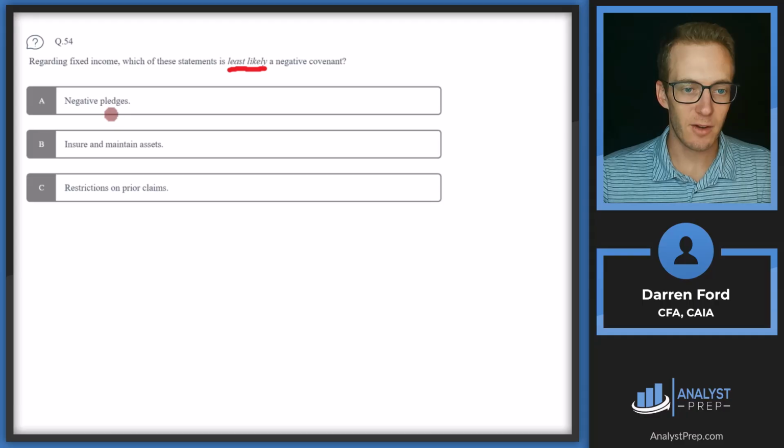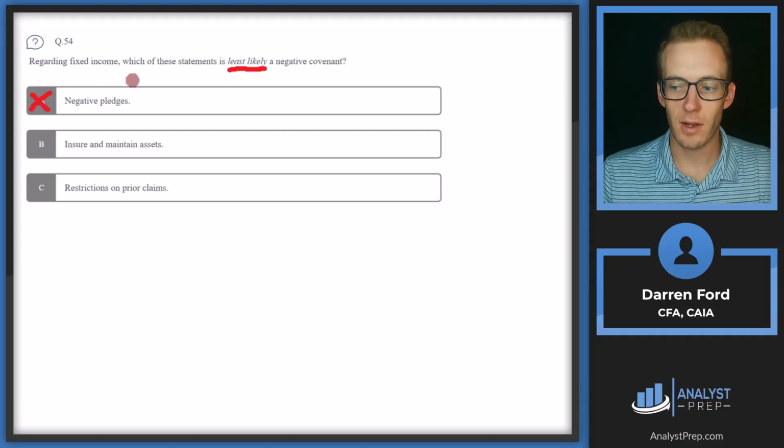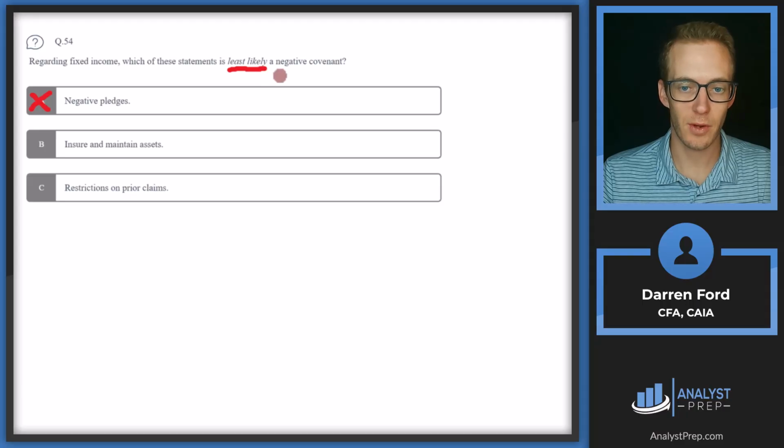So we've got A, negative pledges. Is this a negative covenant or a positive covenant? This is going to be a negative covenant, so we can rule that out. Negative pledges essentially means that they're not going to use collateral for this loan for any other loan with a different bond issue.